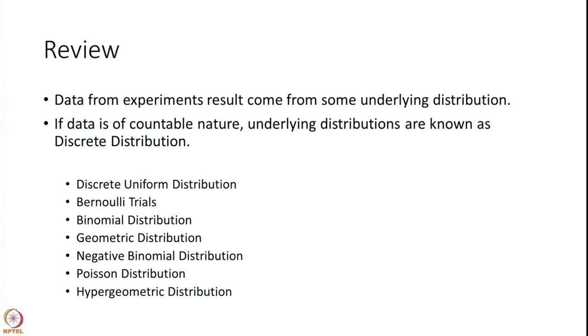Then we introduced three distributions derived from the Bernoulli trials. You conduct n independent Bernoulli trials and you count the number of successes, that becomes a binomial distribution. If you conduct the Bernoulli trials until you encounter the first success, it is called the geometric distribution. And suppose you conduct x Bernoulli trials until you come across the nth success, then it will result in the negative binomial distribution.